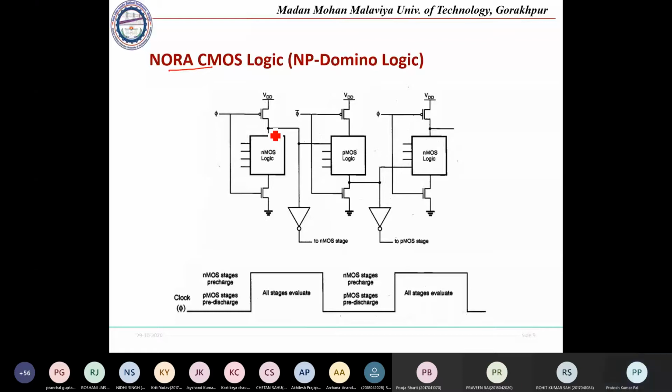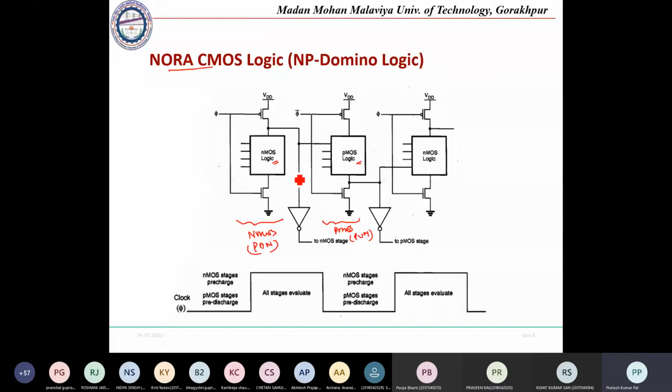So here, the first logic is made up of NMOS transistors, and this is made up of PMOS transistors. We call it a pull down network, and this is your pull up network. So this is the first stage and the second stage, and the next stage, if the second one is a PMOS stage, the third one will again be NMOS logic. Similarly, the same continuous structure will be there.